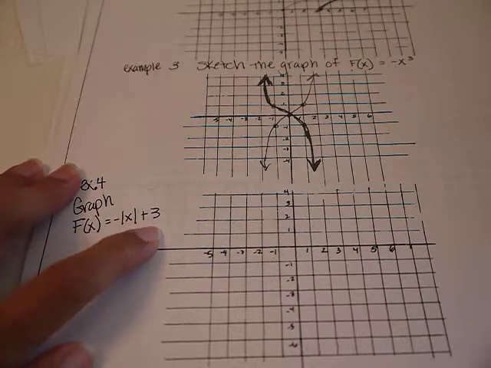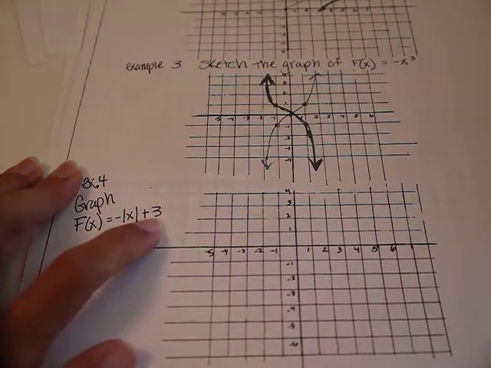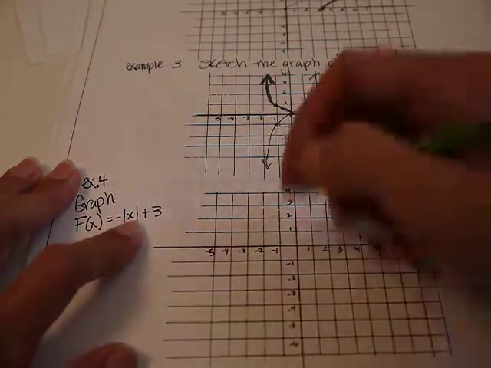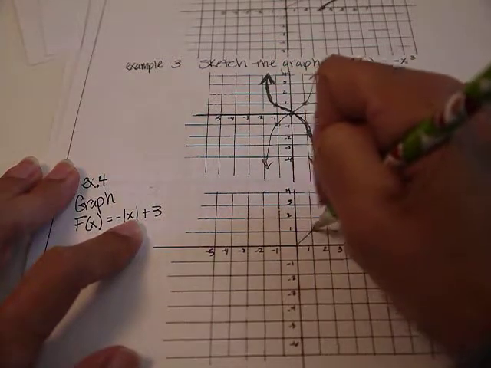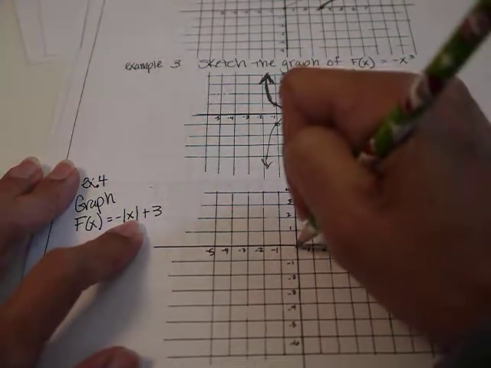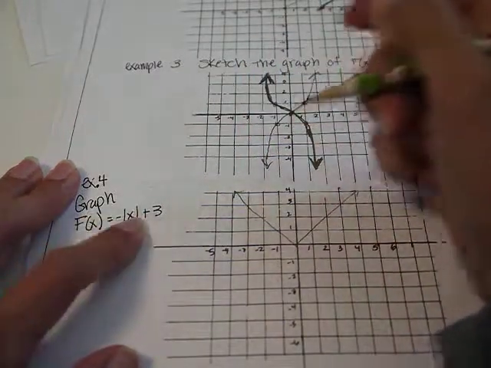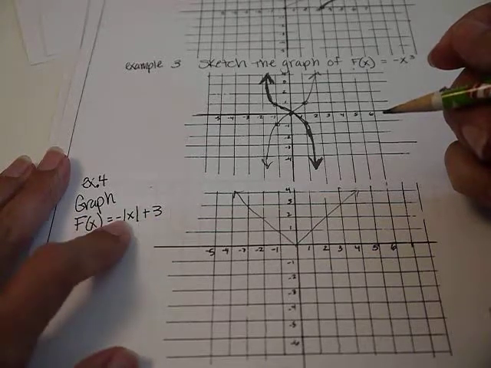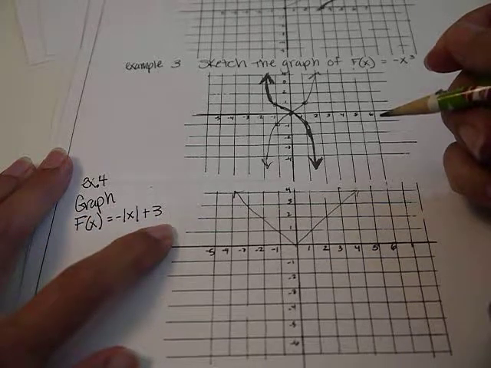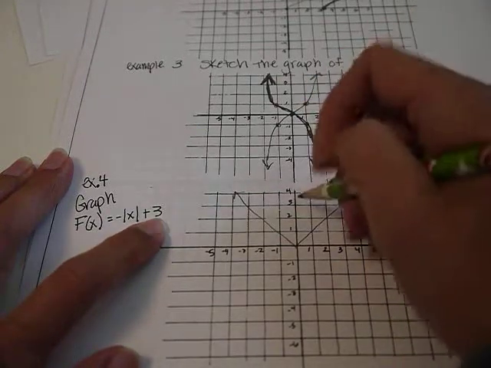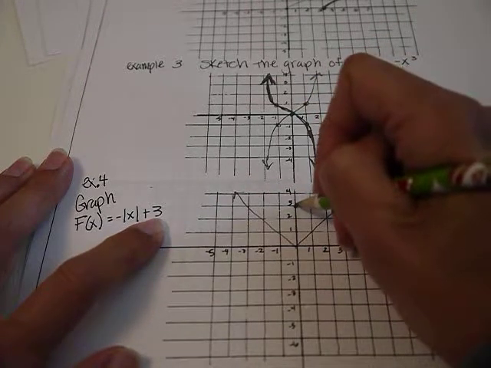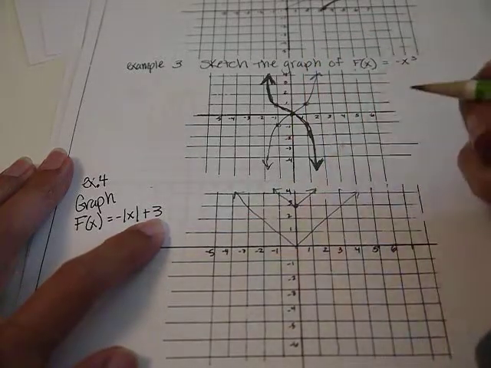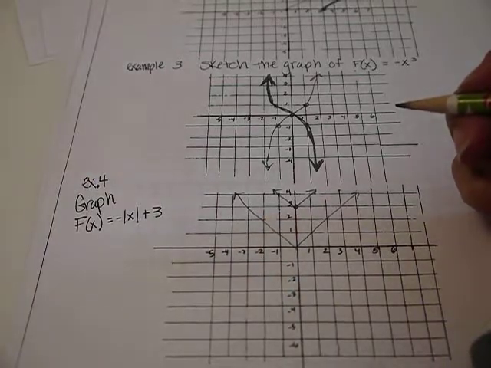I see a negative and I see a +3 outside of the absolute value. So this +3, let's take the parent. Again, the absolute value is the V. Here's the parent, and we're going to use the information here to translate it. Now we could either do the negative first or the +3 first. So the +3 means it goes up here, and you can't really see it, it's falling off the graph, but there's the first transformation.